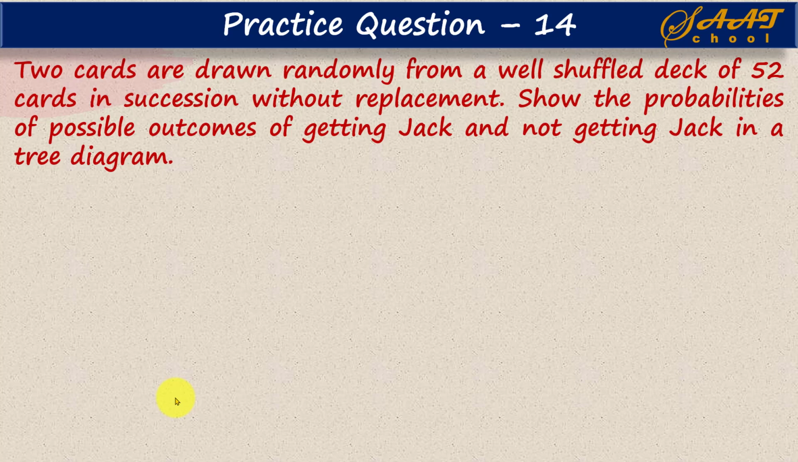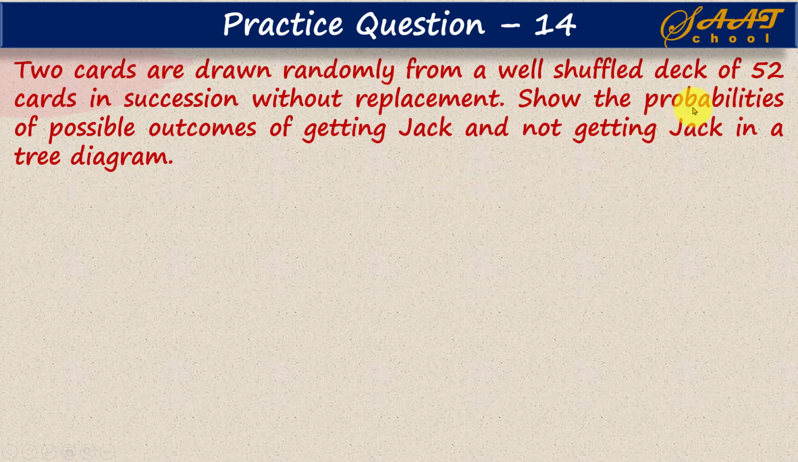Now here is practice question 14. Two cards are drawn randomly from a well shuffled pack of 52 cards in succession. This is also without replacement. Now we have to show the probabilities of possible outcomes of getting jack and not getting jack in a tree diagram. This is what we did in practice question 13. Instead of jack, there was king. Now you have to find the probability of getting jack and not getting jack. The process is exactly the same.